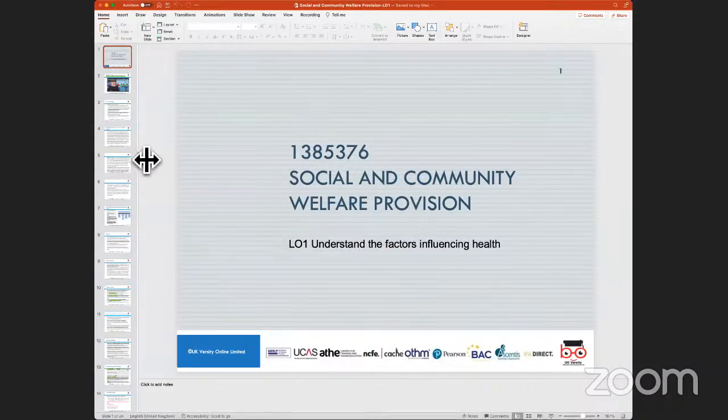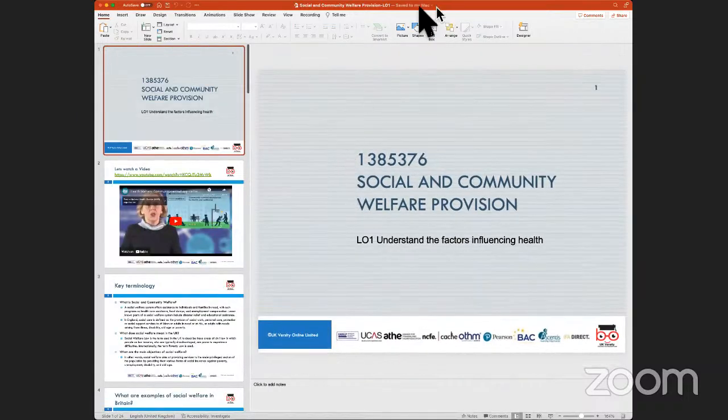So this is what we covered in Learning Outcome 1. One of the main things that we have to look at in today's session is a quick recap, a 5-minute quick recap for everyone who wasn't present and couldn't attend on Friday. Now, the main importance of studying this particular unit is to understand what is social and community welfare.